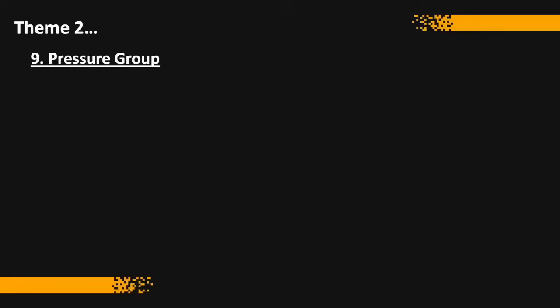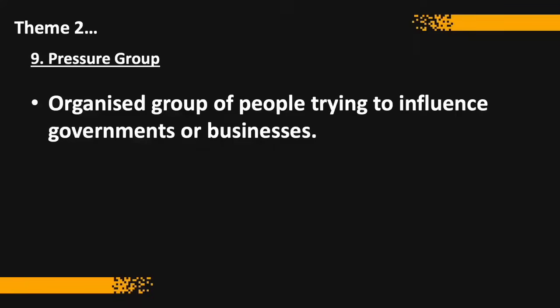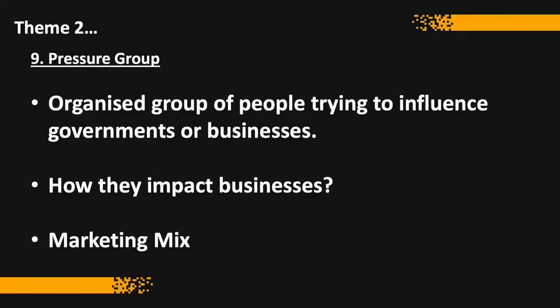Next thing to think about is pressure groups. So that's an organised group of people trying to influence governments or businesses. How a pressure group might impact a business? Well, it might mean the pressure group is successful in changing the business's marketing mix. So we're thinking the 4 Ps here.